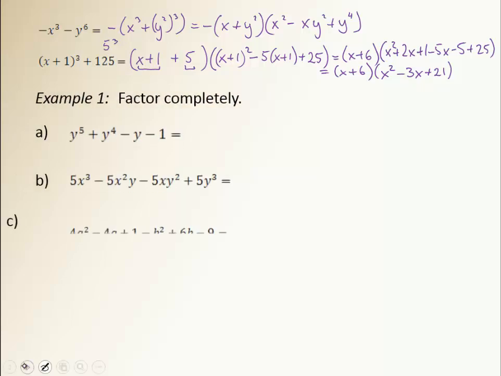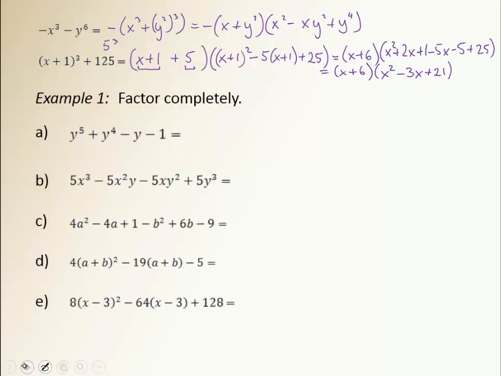We have a couple more examples to practice on. This time the instruction is factor completely. That means factor everything that we can using any strategy that we talk about. So first example, we deal with 4 terms. Let's try to group them 2 by 2. From the first two, take y to the 4 out, and you have y plus 1. From the last two, take minus out, and you have y plus 1. Now you see common factor, which is y plus 1.